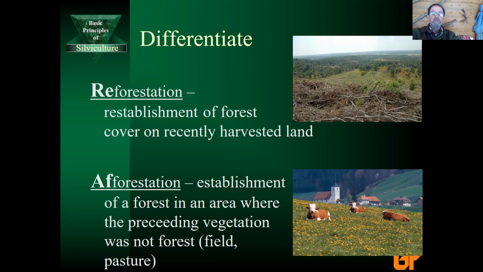This is reforestation. Afforestation is the establishment of a forest on a site that wasn't preceding a forest. It was, in other words, a field or a pasture, and there are whole different sets of tree planting recommendations depending on if it's reforestation or afforestation.